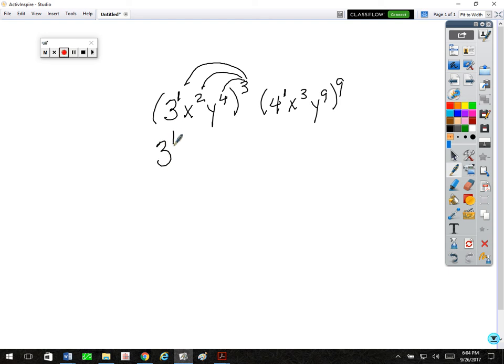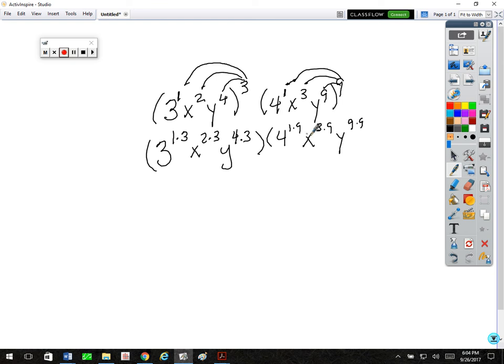So 3, 1 times 3, x 2 times 3, and y 4 times 3. Alright, so that's the left side. Let's go ahead and do the right side. So draw your rainbows. 1, 2, 3. Sorry, that line should be pointing closer to there. Alright, so now I have 4, 1 times 9, x 3 times 9, and y 9 times 9.